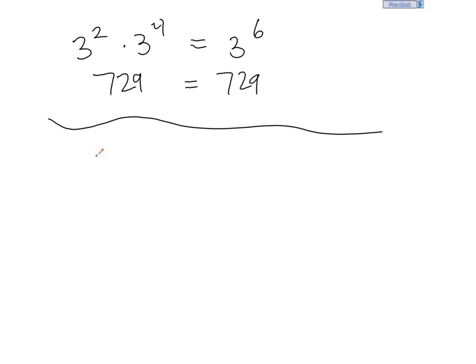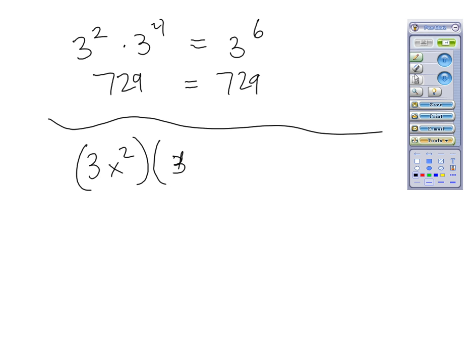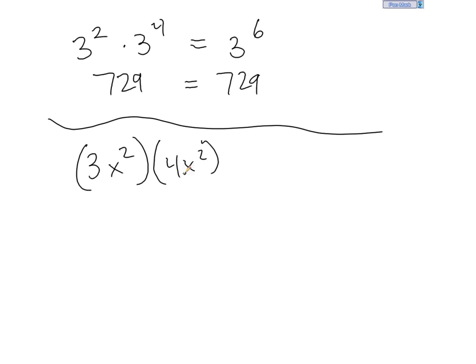Well, what if you have something like 3x squared times 4x to the second? So what does that mean exactly? Even though it doesn't look like it right off the bat, I could really remove all the parentheses and put in multiplication signs to indicate what we're multiplying. So we're really doing 3 times x squared times 4 times x squared.